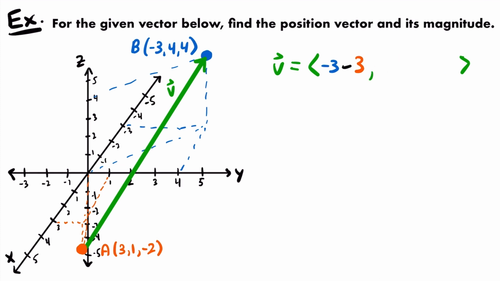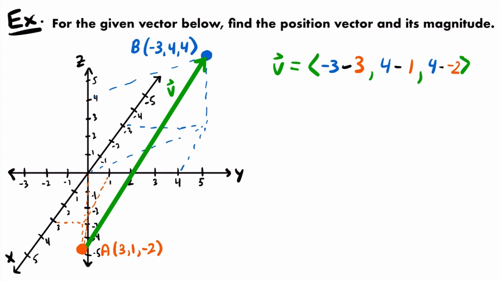Then for the y component, we'll take the difference of our y coordinates. So we'll have 4 minus 1. All right, 4 minus 1. And then for the z component, our third component, we will take the difference of our z coordinates. So we'll have 4 minus negative 2. All right, so 4 minus negative 2.